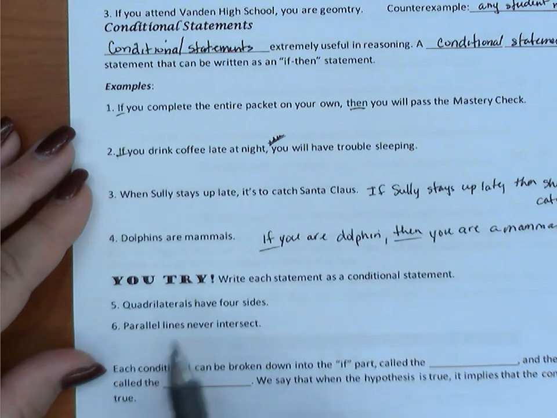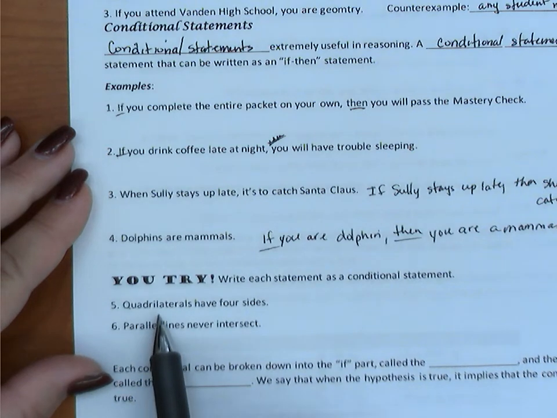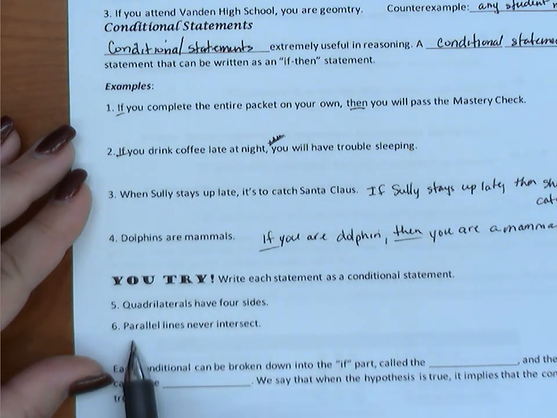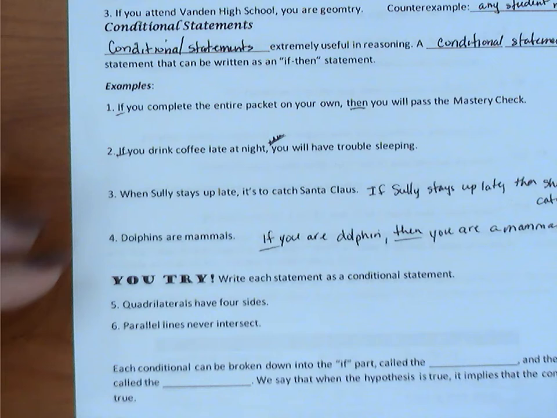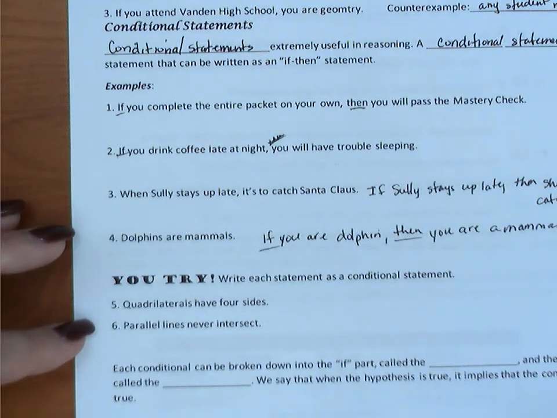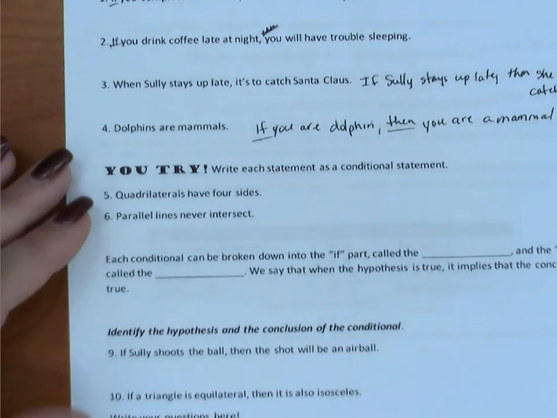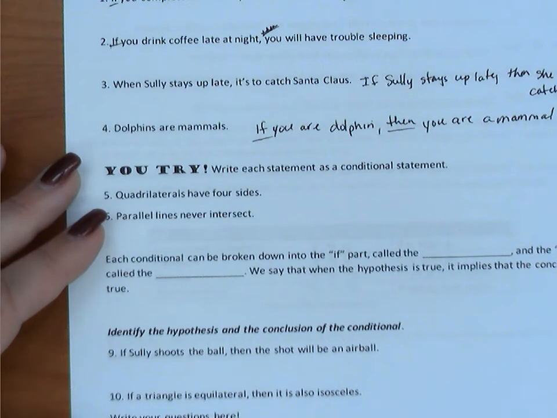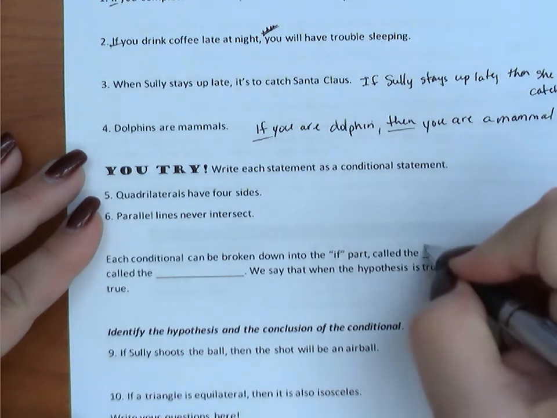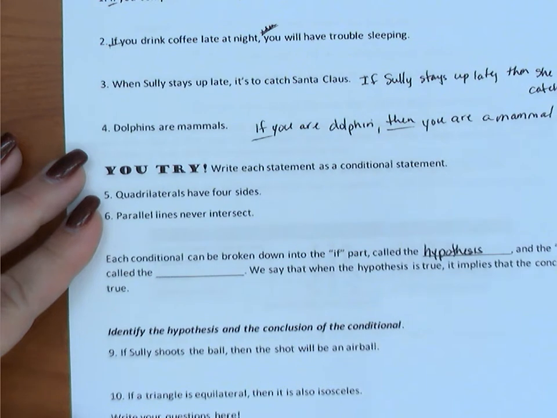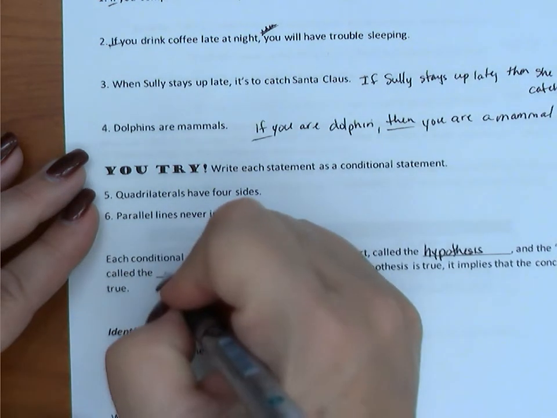Okay, did you get if the figure is a quadrilateral, then it has 4 sides? And did you get if the lines are parallel, then they'll never intersect? Those are 2 good ways to rewrite these 2 conditional statements. Okay. Each conditional can be broken down into the if part called the hypothesis and the then part called the conclusion.